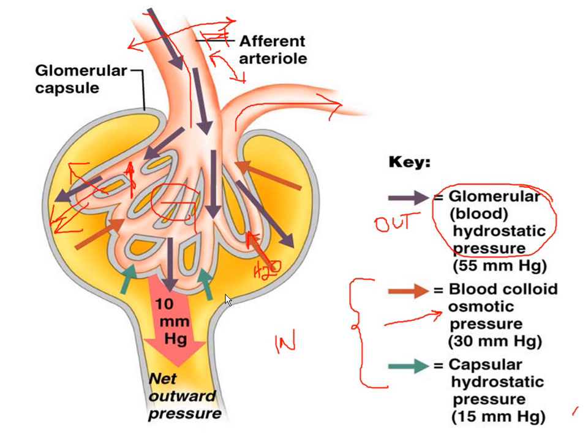The second pressure pushing in is this one right here. This is called capsular hydrostatic pressure, and it comes about because filtrate fluid backs up in this Bowman's capsule and pushes up against the glomerulus. So that's what that one is. So again, one force pushing out, two forces pushing back in.